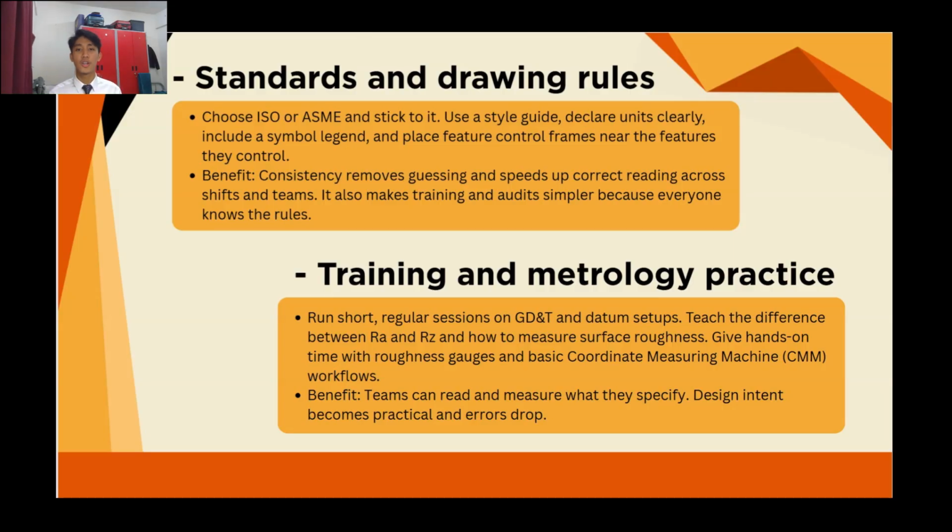The second one is training and metrology practice. Run a short regular session on GD&T and datum setups. Teach the difference between Ra and Rz and how to measure surface roughness. Give hands-on time with roughness gauges and basic coordinate measuring machine workflows. The advantage is the team can read and measure what they specify, design intent becomes practical, and errors drop.